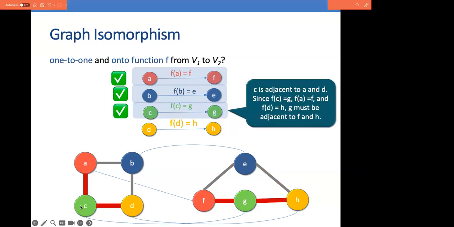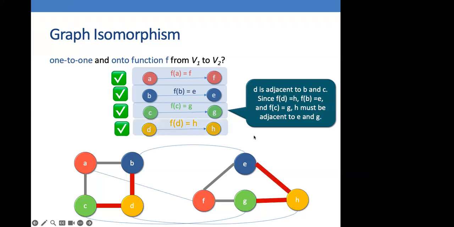So C is adjacent to A and then D. And C is mapped to G, A is mapped to F, and D is mapped to H. So as you can see, C is adjacent to A and D. And C, which is mapped to G, must also be adjacent to F and then H. And since this is true, we move on.